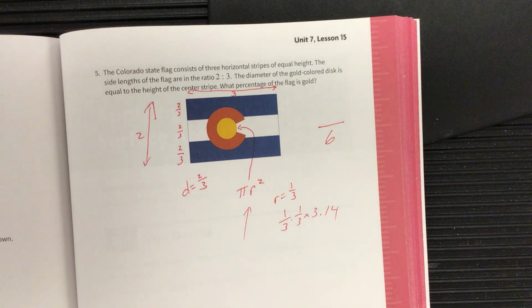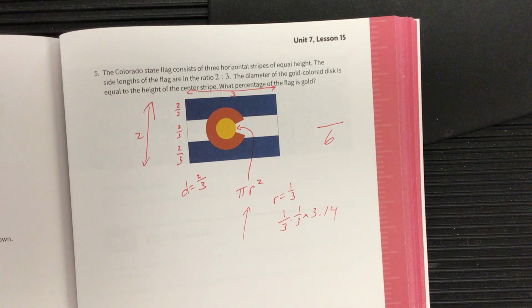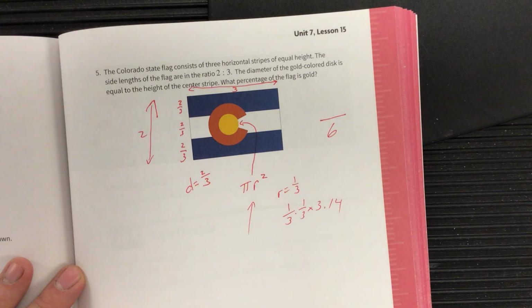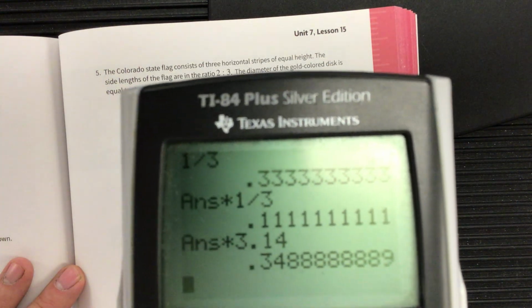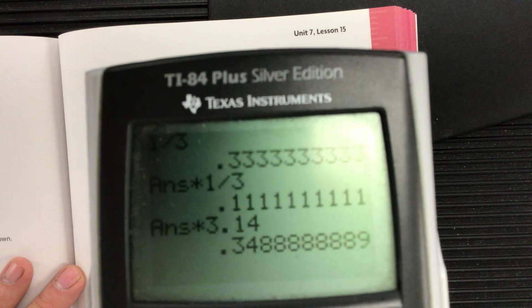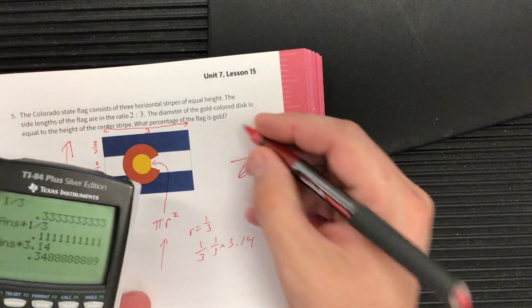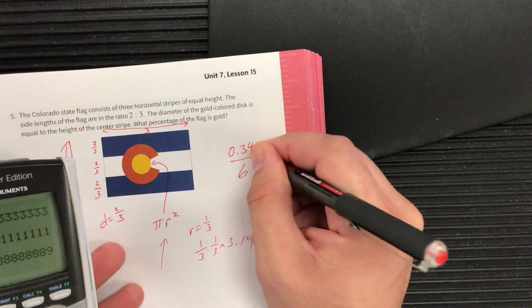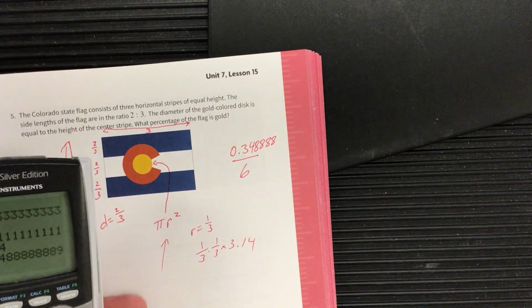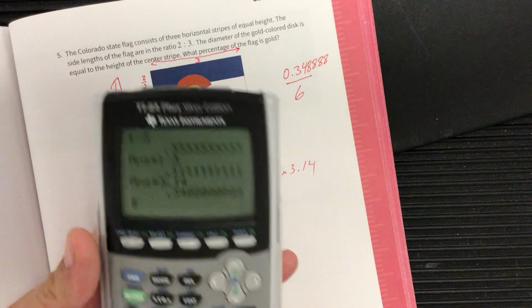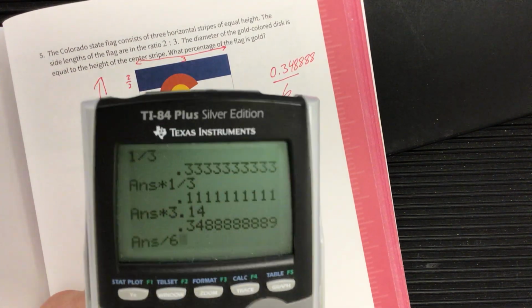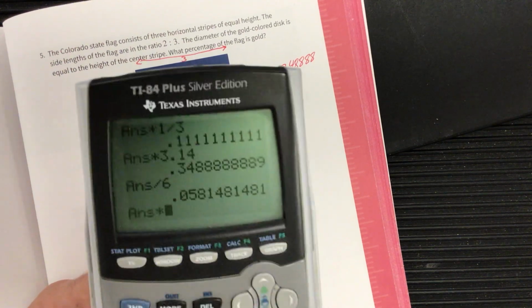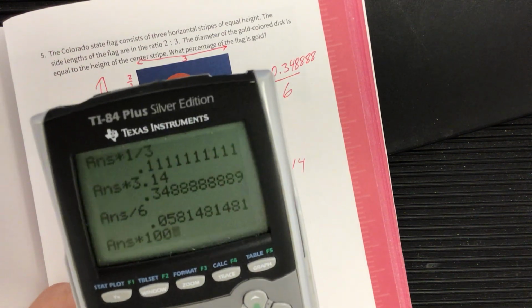So 1 divided by 3 times 1 divided by 3 times pi. So I get about 0.348. I don't care how far you go. So I'm going to take that divided by, what was the area of the flag? Divided by 6. And then make it into a percent.